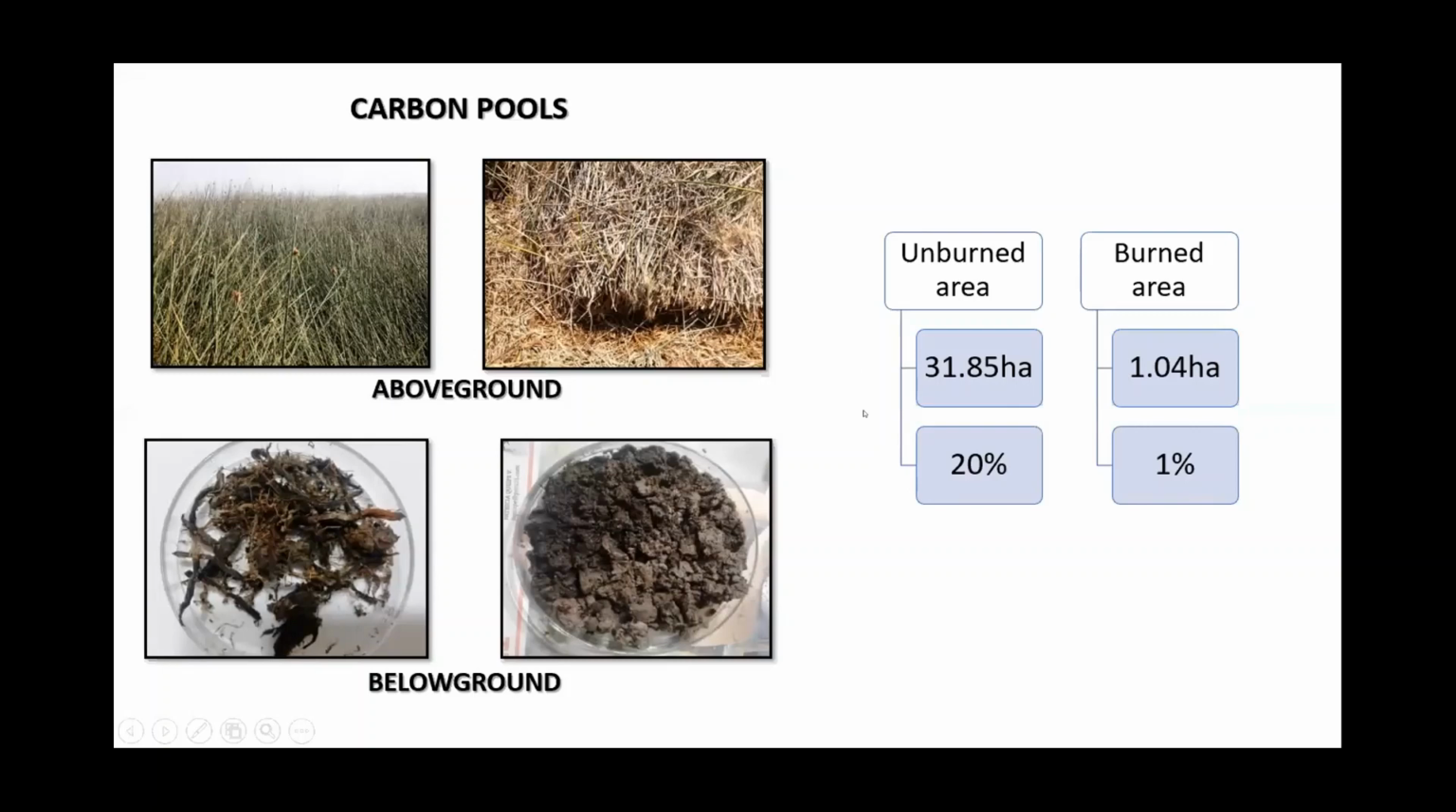So the unburned area is almost 20% of the total area of Los Pantanos de Villa. And the burned area, I know that's a very small amount, like 1%, but because of the fire, it was almost 7 hectares. So this burned area represents almost 50% of this total disturbance.